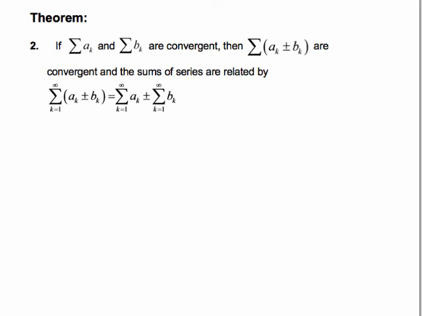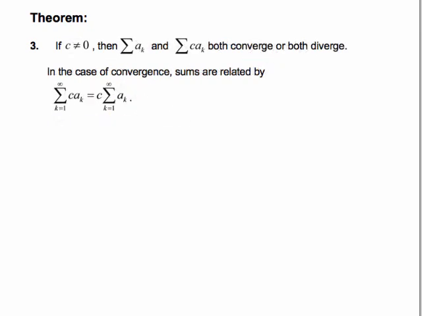Here's another useful theorem for later. If two series converge, then creating a series in which you add or subtract the two series, that series will converge. And if that happens, then their sums are related as follows. And a final useful theorem, if you have a non-zero constant, then the sum of a series as well as a constant times the sum of a series will act in the same way. They will both converge or they will both diverge.